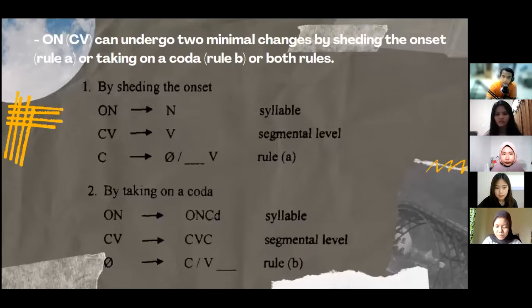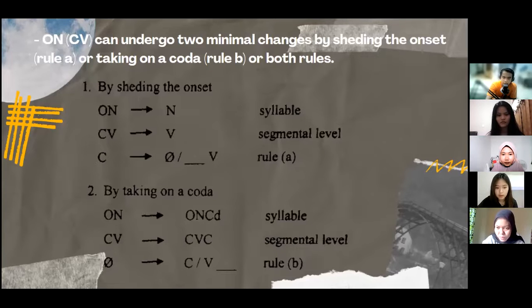Onset, open syllables can undergo 2 minimal changes: by shading the onset, rule A, or taking on a coda, rule B, or both rules. First one is by shading the onset. Onset and nucleus as a syllable, and then consonant vowel to the vowel, it's called the segmental level, and then consonant to the vowel is rule A.